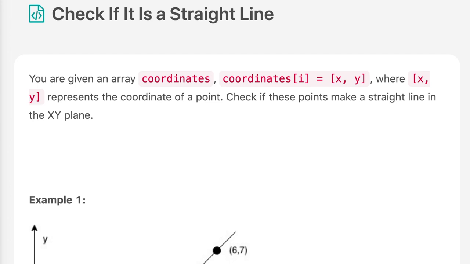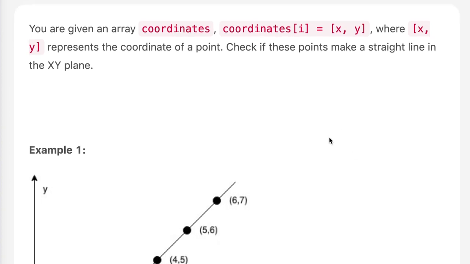Today's question is check if it is a straight line. You are given an array coordinates, where coordinates[i] is equal to [x, y], and x and y represent the coordinates of a point. Check if these points make a straight line in the xy plane. We are given examples.